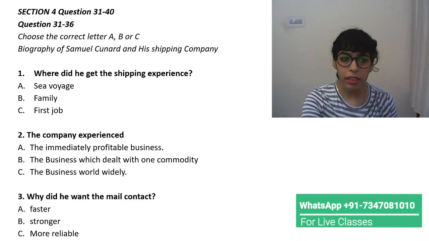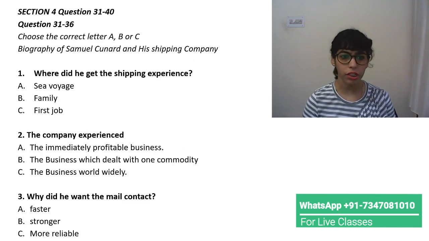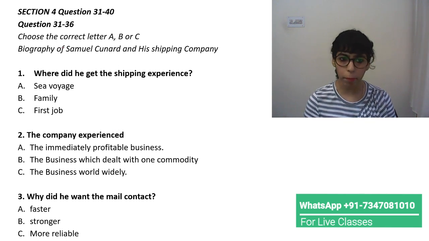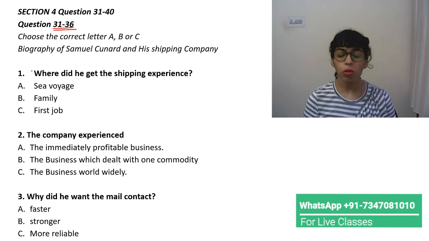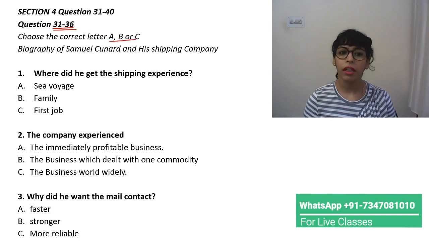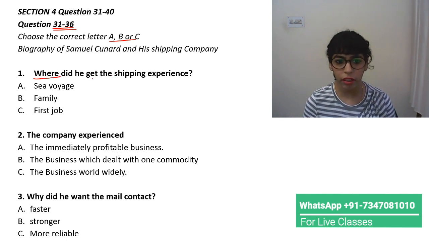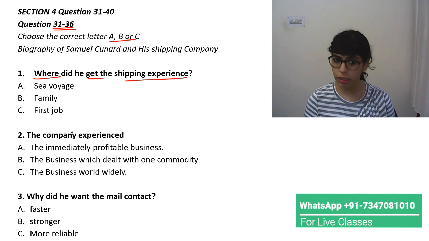So now let us look at the questions. We have the section 4 questions. Questions 31 to 36 are multiple choice questions. So always go through the instructions. Choose the correct letter A, B or C. Biography of Samuel Cunard and his shipping company. So they're talking about his shipping company. Where did he get the shipping experience? So, where did he get shipping experience?